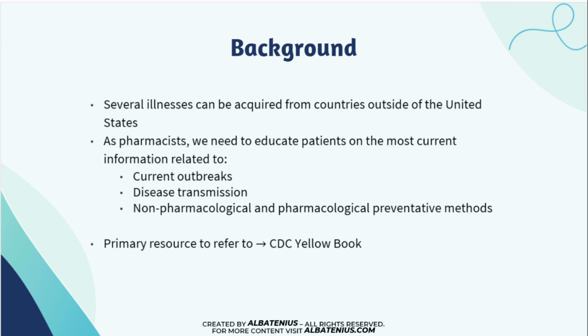In disease transmission, there are three main ways that we will go through, and we'll discuss the most common illnesses, the first one being food and waterborne illnesses, then blood and bodily fluids, and finally insect bites.